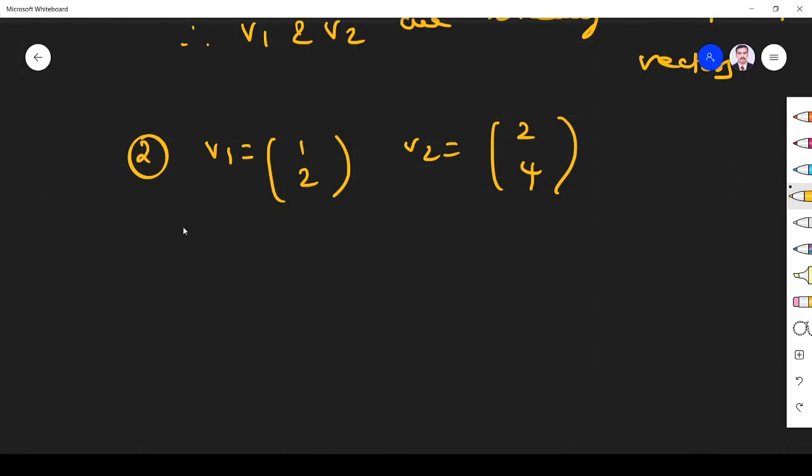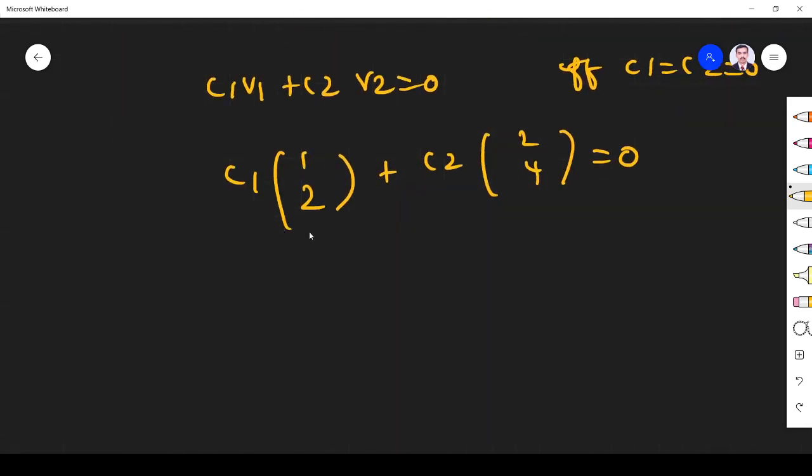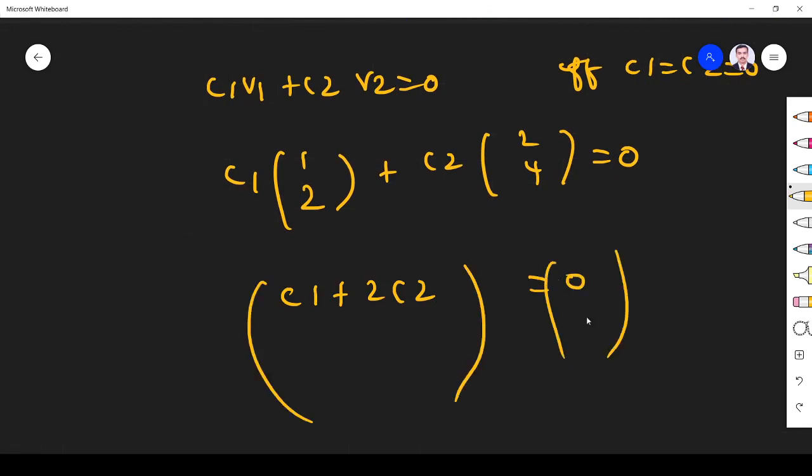So what will happen to v1 and v2? What is the condition for linear independence? c1 v1 plus c2 v2 is equal to 0 if and only if c1 is equal to c2 is equal to 0. c1 is a constant, (1, 2), plus c2 (2, 4) is equal to 0. So if you simplify, what will happen? c1 plus 2c2 equal to 0, and 2c1 plus 4c2 equal to 0.